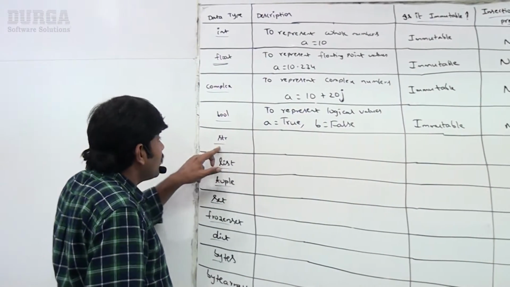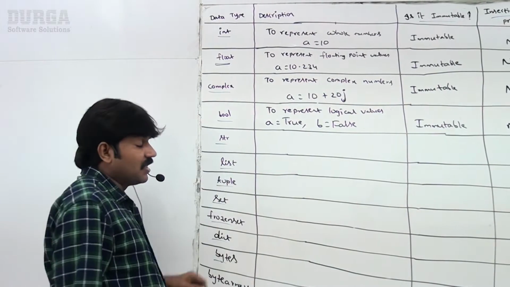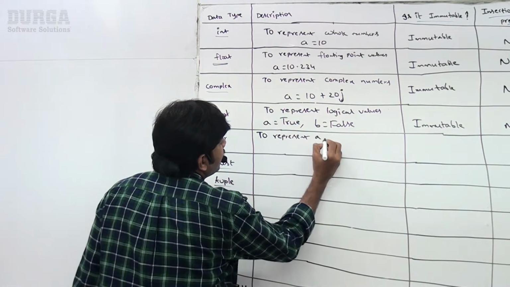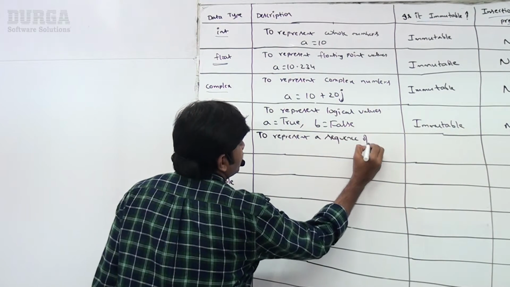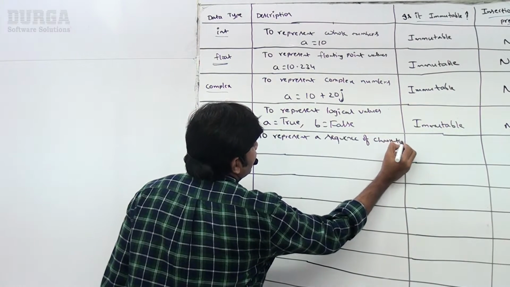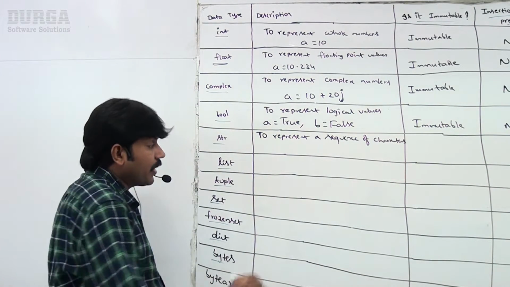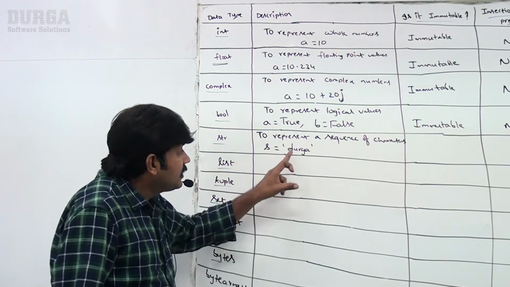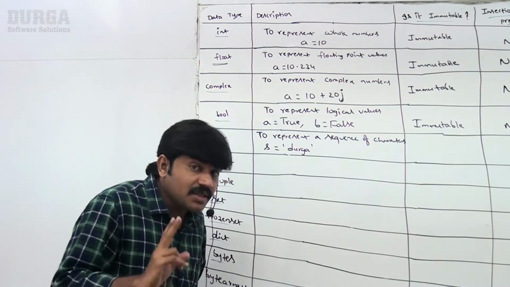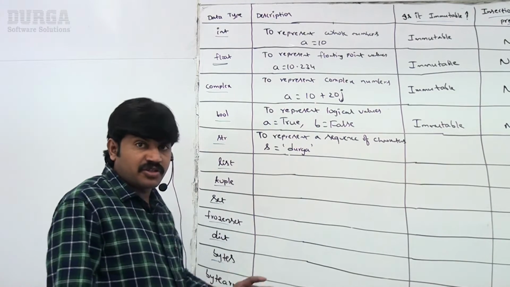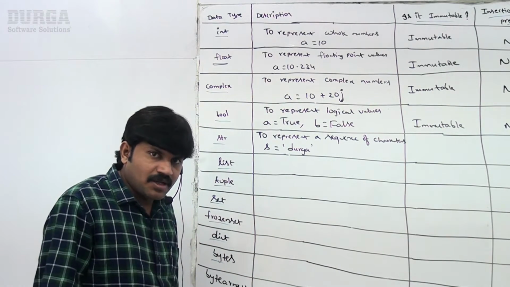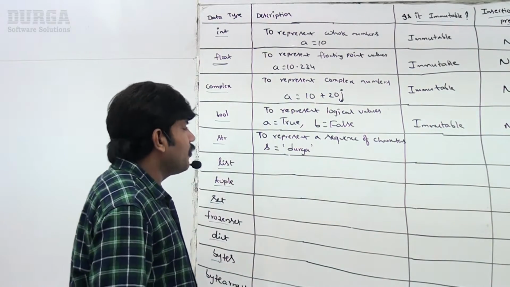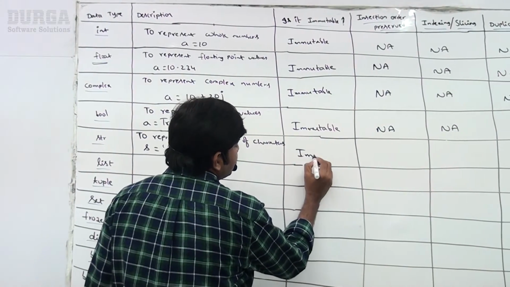Now str, take special care. To represent a sequence of characters, we go for the str type. For example, s = 'Durga'. A sequence of characters within single quotes or double quotes is by default considered a string. Triple quotes are also applicable for multi-line string literals. Is it immutable or not? Yes, it is always immutable.